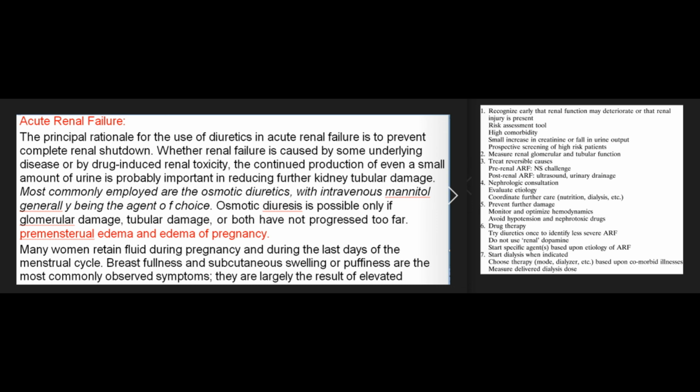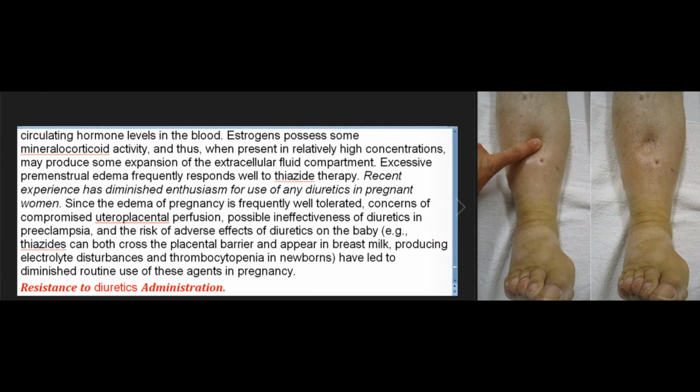Premenstrual edema and edema of pregnancy. Many women retain fluid during pregnancy and during the last days of the menstrual cycle. Breast fullness and subcutaneous swelling or puffiness are the most commonly observed symptoms. They are largely the result of elevated circulating hormone levels in the blood. Estrogens possess some mineralocorticoid activity, and thus, when present in relatively high concentrations, may produce some expansion of the extracellular fluid compartment. Excessive premenstrual edema frequently responds well to thiazide therapy.